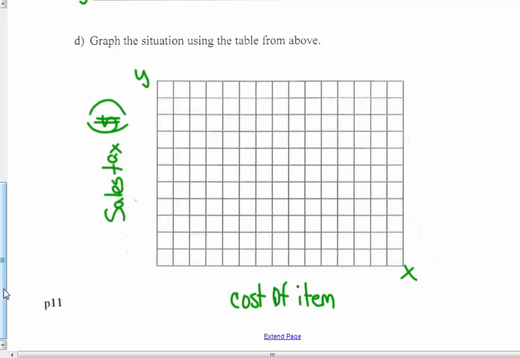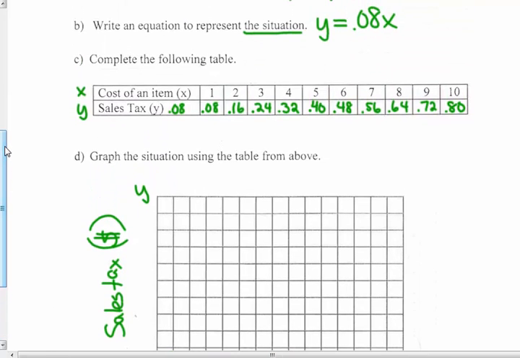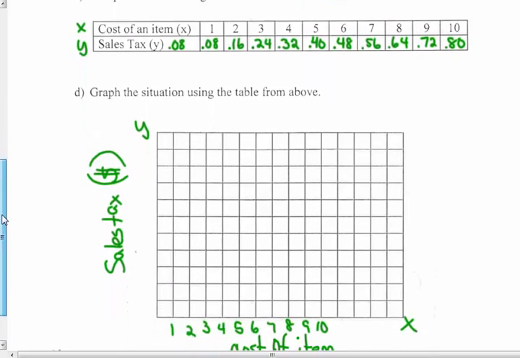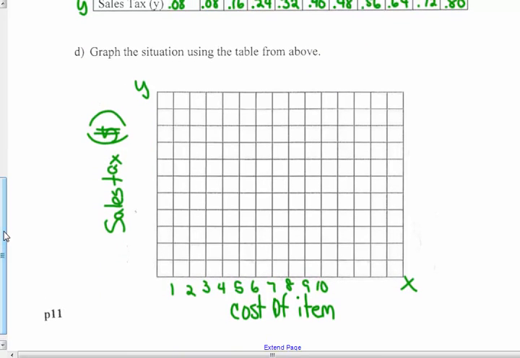That's my x. So if I have a $1 item, a $2 item, a $3 item, a $4 item, a $5, $6, $7, $8, $9, $10. I'm using the majority of my axis. I can't spread it out every 2 boxes because then the 10 and the 9 and the 8 probably wouldn't fit on here. So what am I going to count on my y-axis by? I'm going to count by 8 hundredths. I'm going to use the numbers in my table to label the lines of my graph paper.